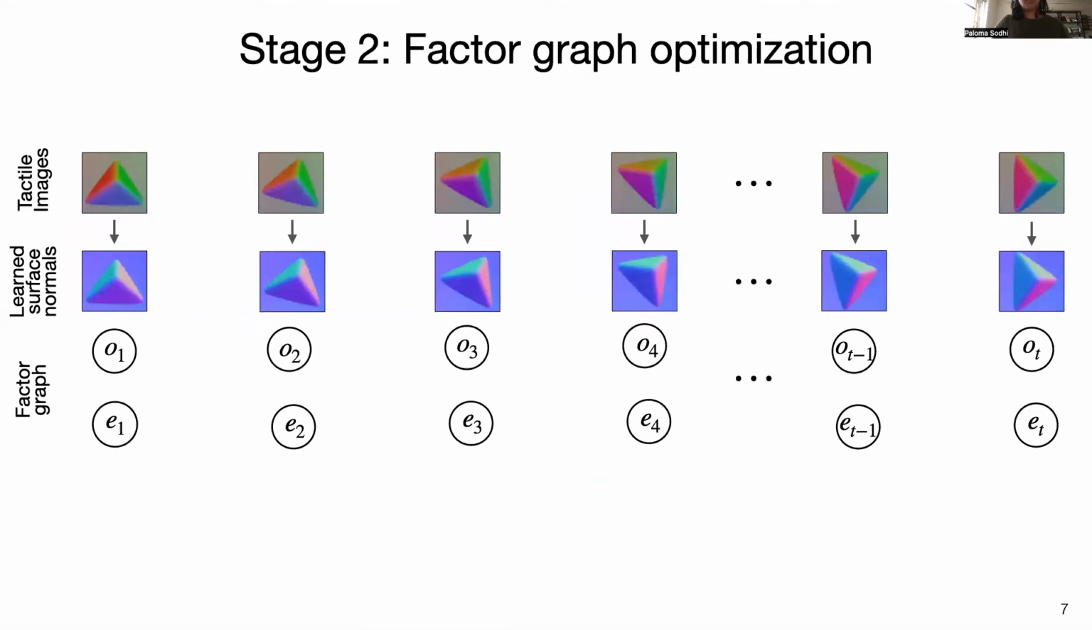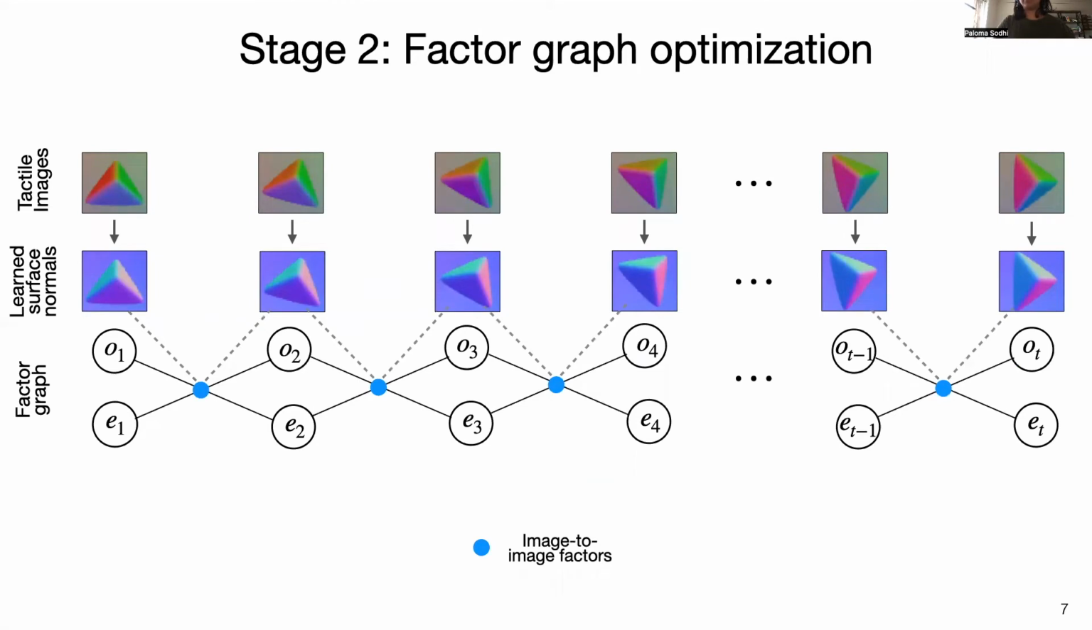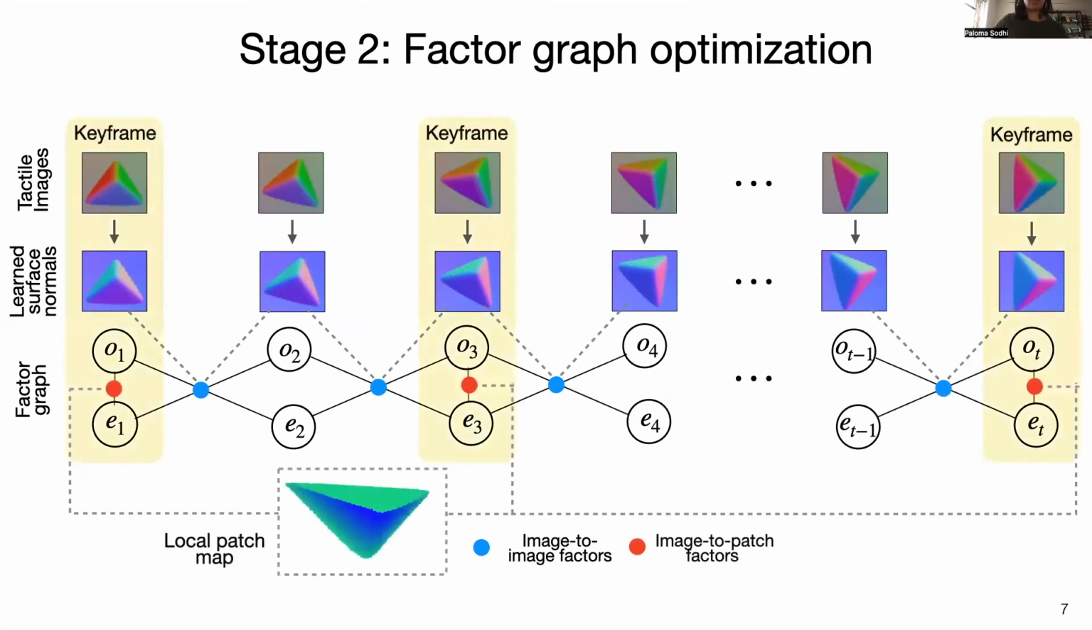In stage two, we construct a factor graph where variables are the latent object and sensor poses, and factors are constraints between these variables. Image-to-image factors in blue encode relative poses between consecutive frames. Image-to-patch factors in red encode relative poses between a keyframe and a fused local patch map. We also include global pose priors as unary factors on the end effectors and the first object pose.